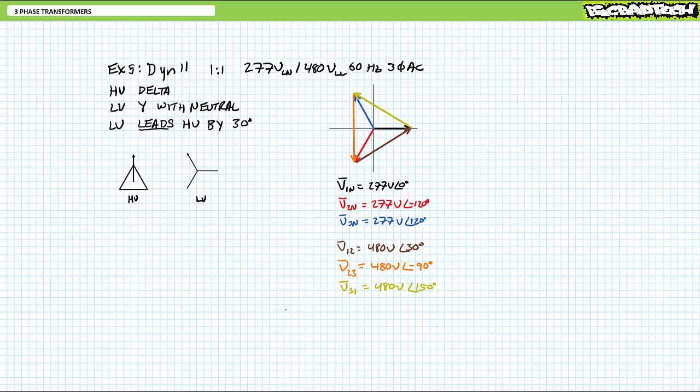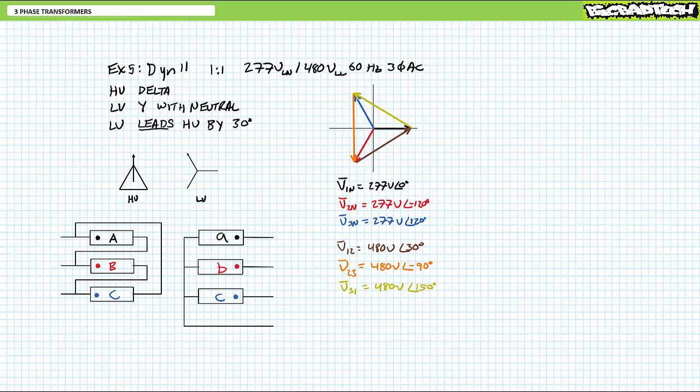Given an 11 o'clock designation, the Y-configured low-voltage side's line to neutral leads the high-voltage side's line to virtual neutral by 30 degrees. You draw this as a regular Y-configured phasor diagram, only tilted at 11 o'clock or positive 30 degrees. We've got this example still in front of us.